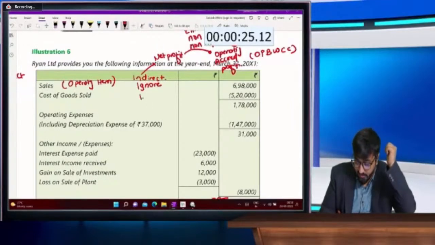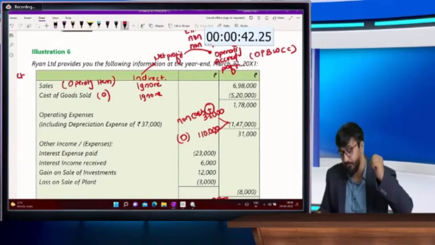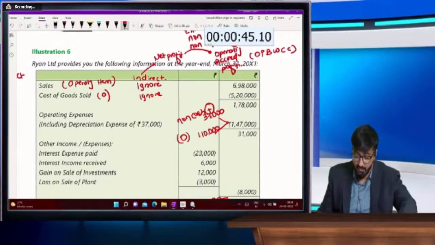So COGS, ignore. This is O. 1,47,37,000 is depreciation. 1,10,000 is expenses. This is O. This is non-cash, so add back. Non-cash, so add back. So the first item, depreciation, add back. Ignore 1,10,000, with reason.